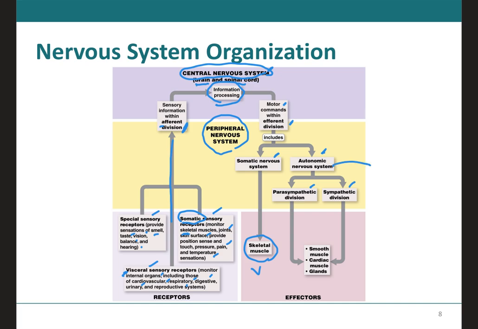Remember, we have a third division, which is called the enteric nervous system. But the two main ones are the parasympathetic and the sympathetic, and they will have an influence on the contraction of the smooth muscle, the cardiac muscle, and also the secretion of the glands. And these are what we call your effectors, in addition to the skeletal muscle as well.